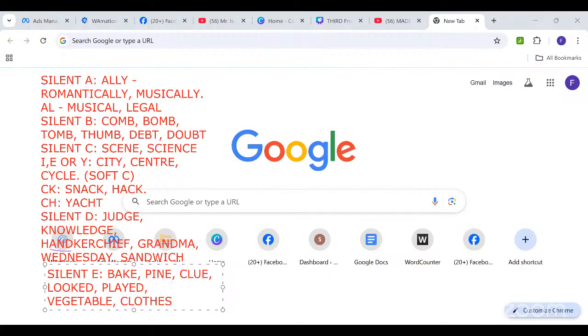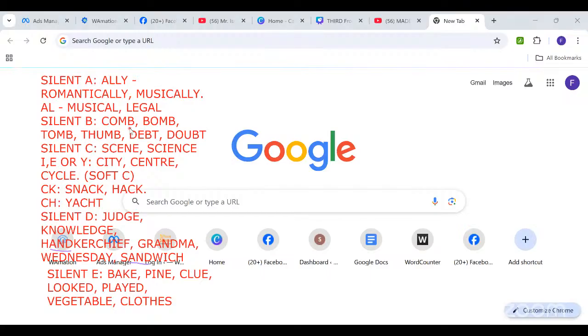So let's practice these words before we continue. Please say after me. Romantically. Romantically. Musically. Musically. Musical. Musical. Legal. Legal.